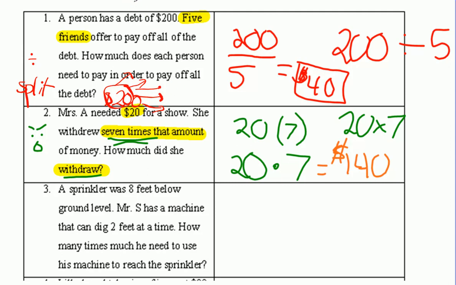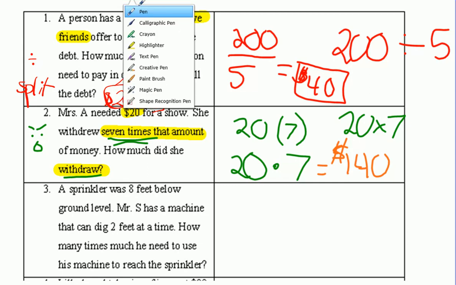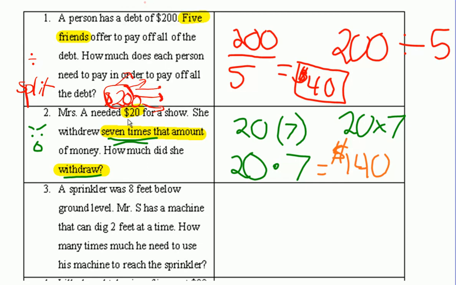Cool. Next question. A sprinkler was 8 feet below ground. Mr. S has a machine that can dig 2 feet at a time. How many times must he need to use his machine to reach the sprinkler? That should say must, and it says much. Okay. So let's try to figure out what's happening here. I gotta read this again.